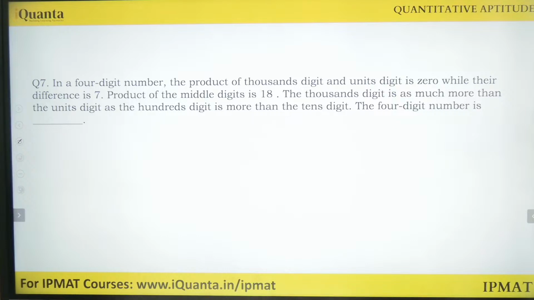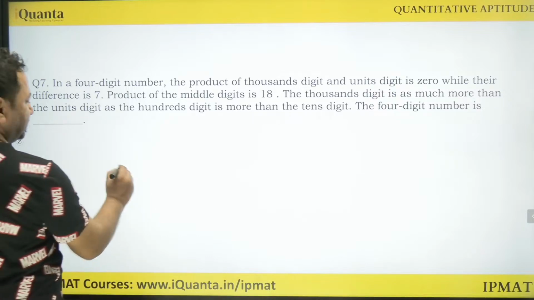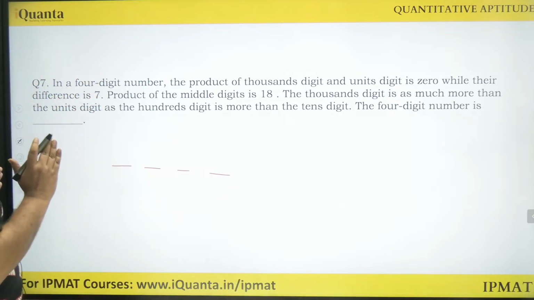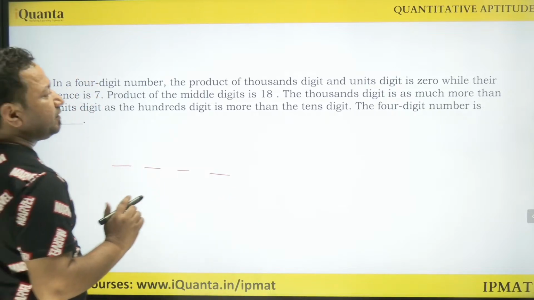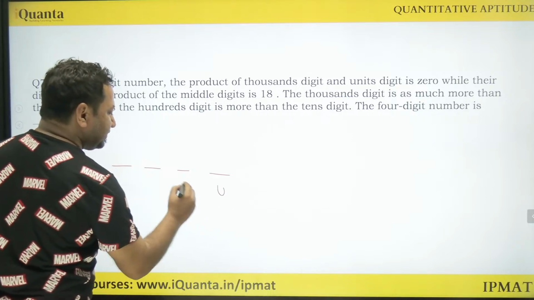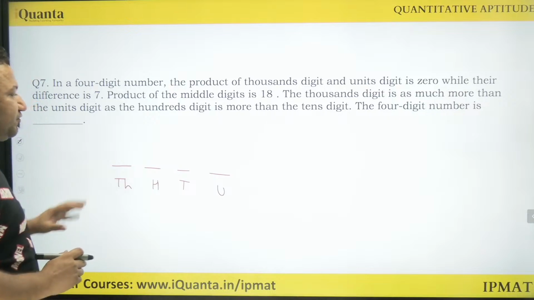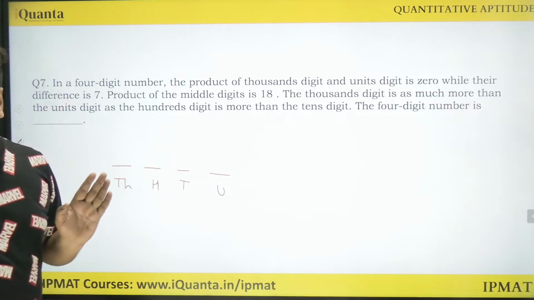Next. In a 4-digit number, let it be this, and this. Product of thousands and unit digit is 0. Okay, this is units, this is tens, this is hundreds, and this is thousands. If the product of thousands and units is 0, that means one of them is 0 or both are 0.